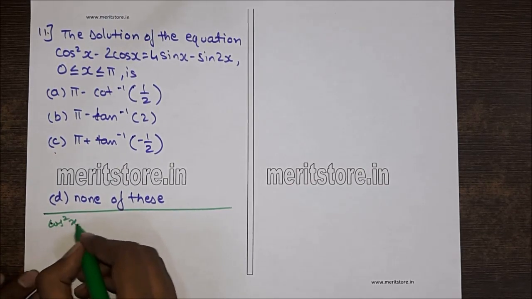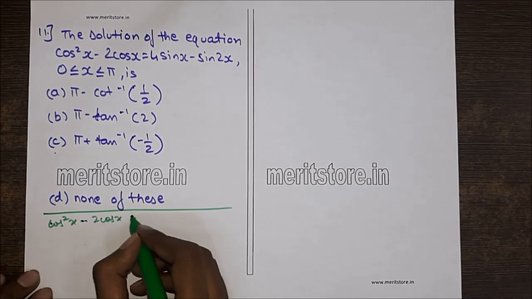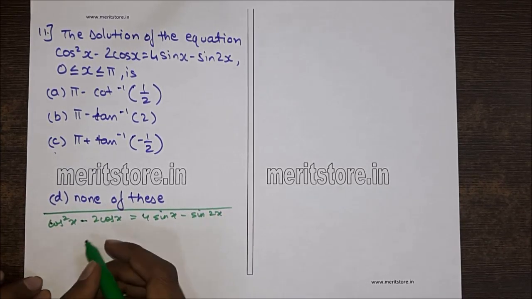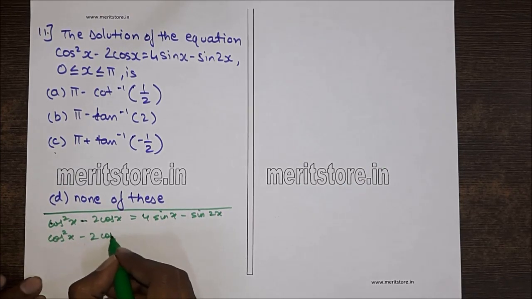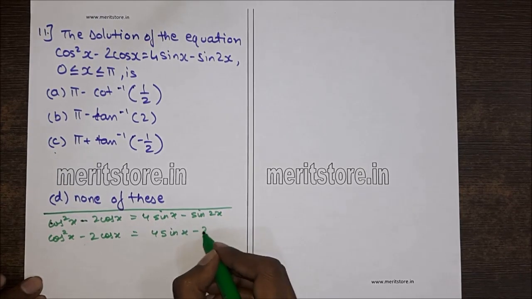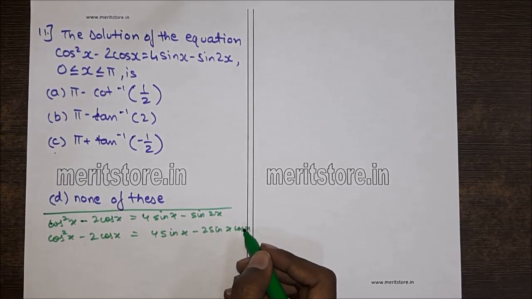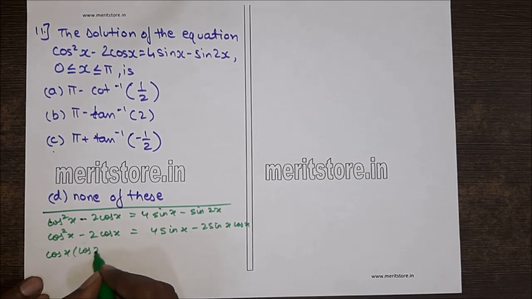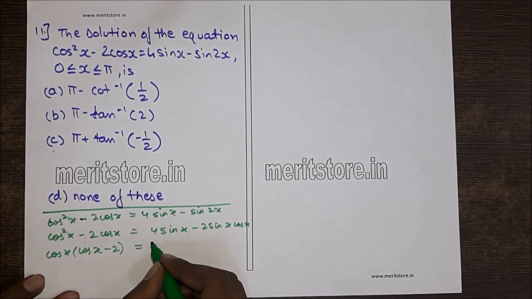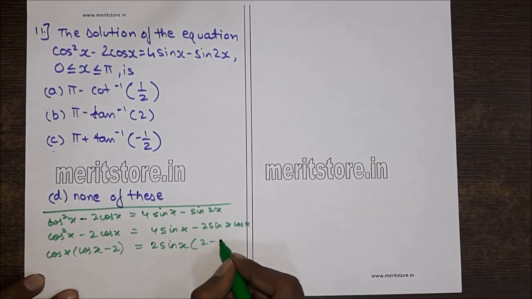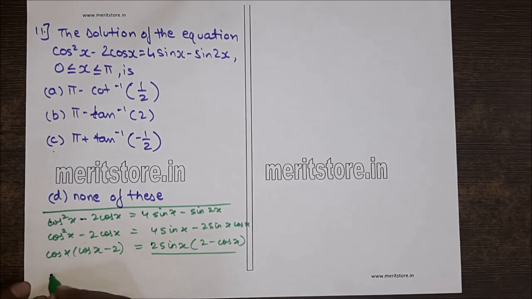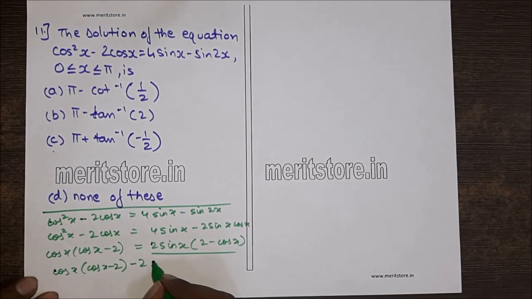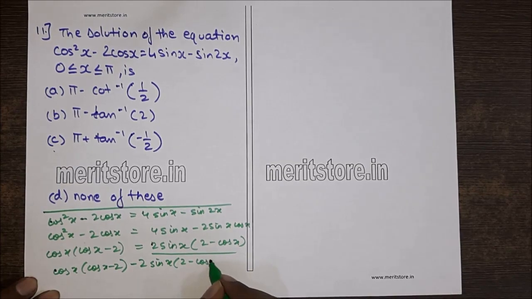We get cos square x minus 2 cos x equals 4 sin x minus sin 2x. Sin 2x can be written as 2 sin x cos x. So this is cos square x minus 2 cos x equals 4 sin x minus 2 sin x cos x. We take cos x common here and we take 2 sin x common here. So we get cos x into cos x minus 2 is equal to 2 sin x into 2 minus cos x. We shift this term to LHS. We get cos x into cos x minus 2 minus 2 sin x into 2 minus cos x is equal to 0.